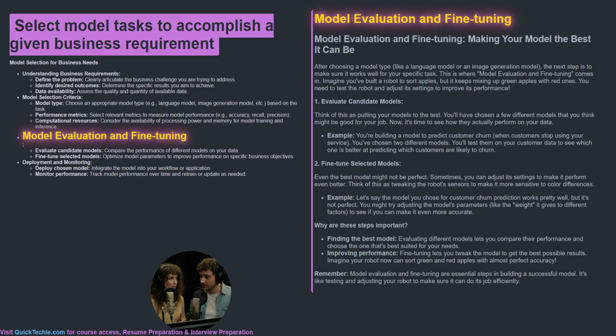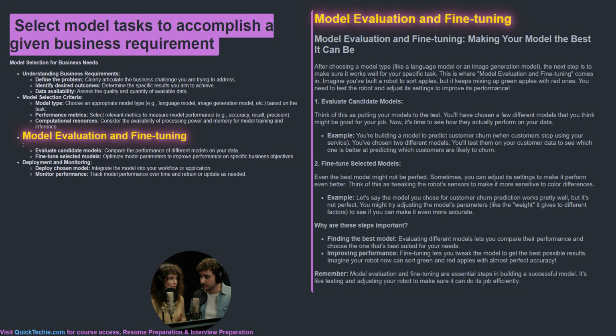Fine-tune selected models. Even the best model might not be perfect. Sometimes, you can adjust its settings to make it perform even better. Think of this as tweaking the robot's sensors to make it more sensitive to color differences. Example, let's say the model you chose for customer churn prediction works pretty well, but it's not perfect. You might try adjusting the model's parameters, like the weight it gives to different factors, to see if you can make it even more accurate.